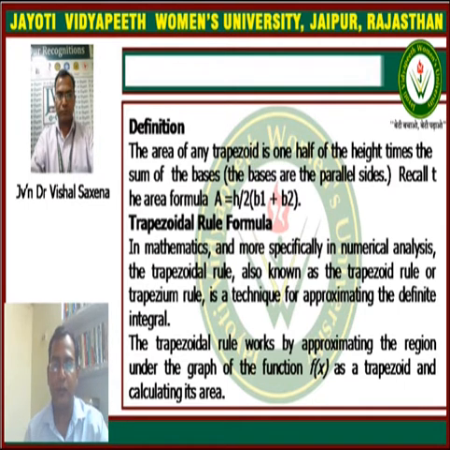The trapezoidal rule, also known as the trapezoid rule or the trapezium rule, is a technique for approximating the definite integral. The trapezoidal rule works by approximating the region under the graph of the function f(x) as a trapezoid and calculating the area, and area is given by a definite integral.